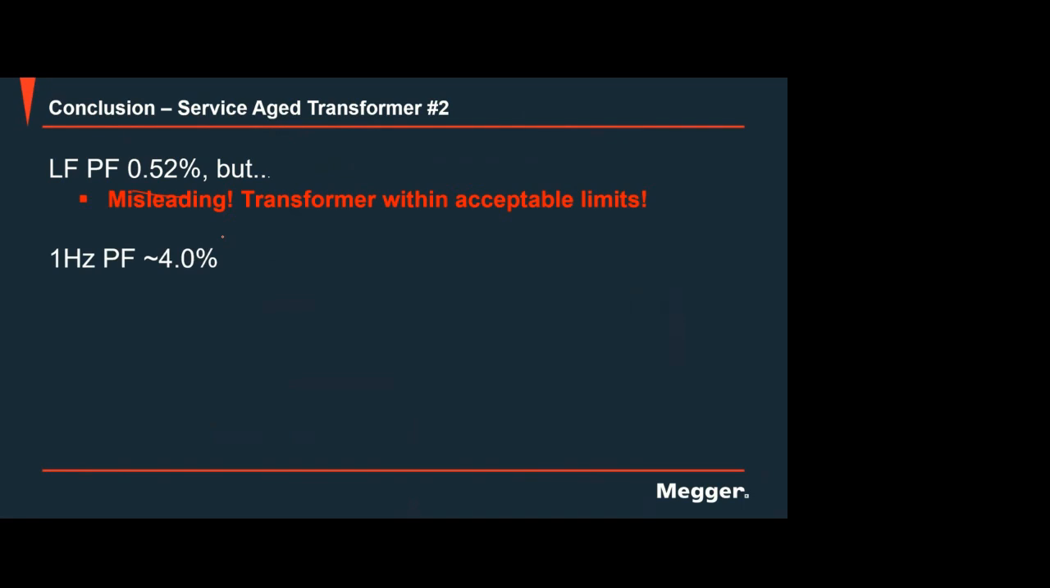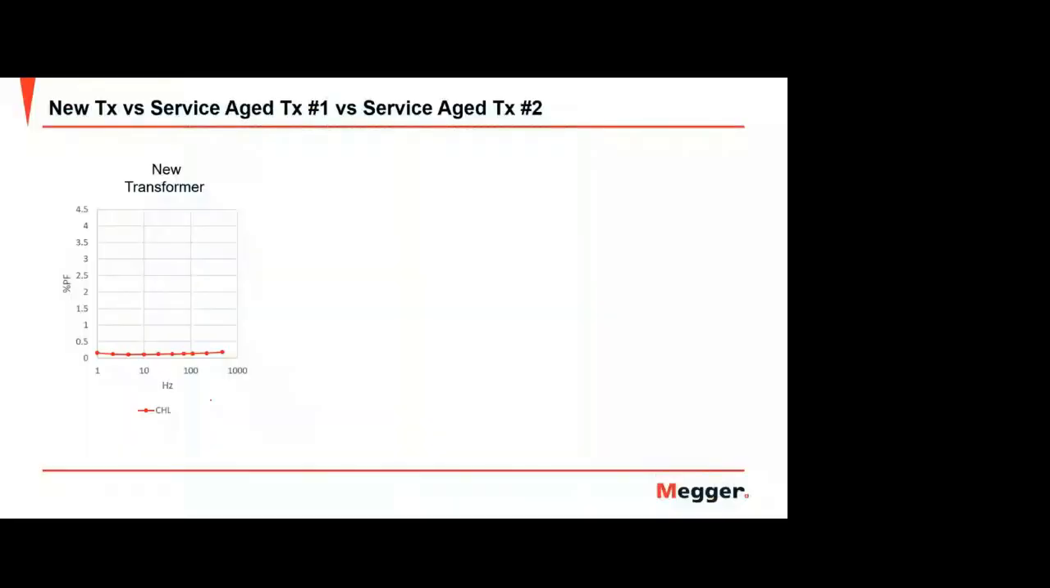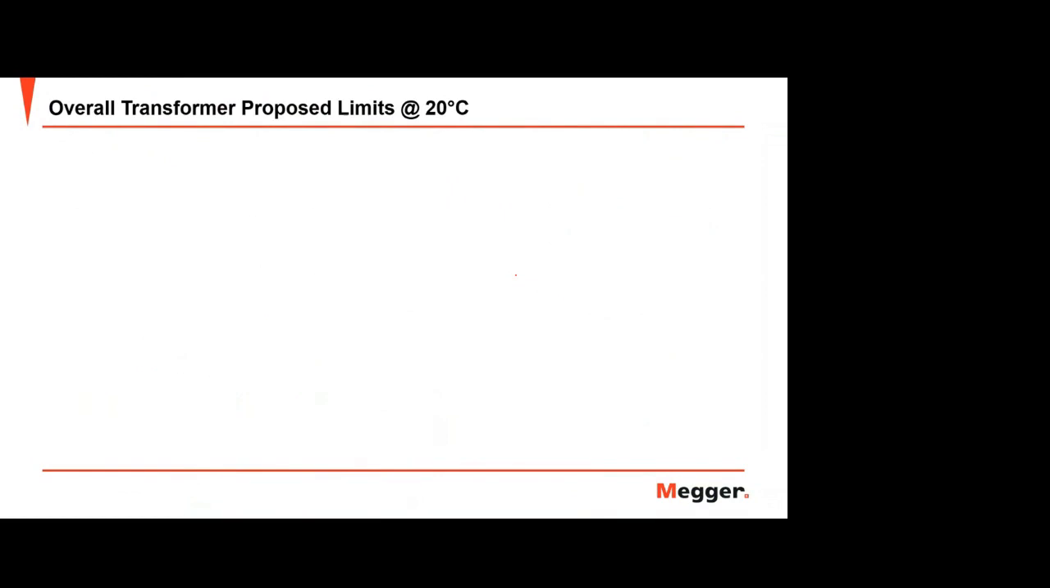And with the additional tool of 1 Hertz, for example, if you don't have DFR equipment but you have the narrowband DFR, this is already a good tool for you to analyze whether the insulation is deteriorating. So here again, it was measured with IDAX, or the full DFR method, and confirms the insulation is in poor condition, wet, and with high oil conductivity. So when you compare these three, this is the response of the new transformer, good insulation, and this is deteriorated insulation. It's very clear, an additional tool for you.